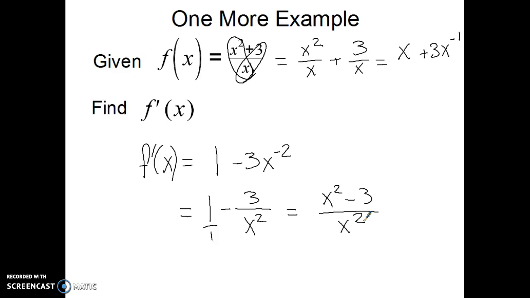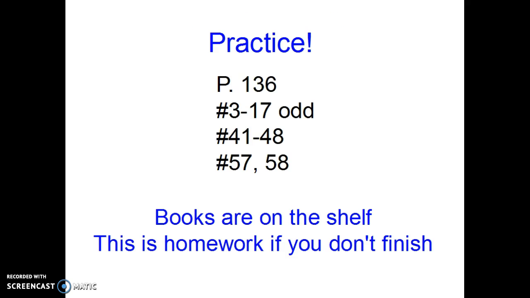That's our last example for this. Your assignment for the rest of class and for homework is out of your book. It is page 136, numbers 3 through 17 odd, numbers 41 through 48, and numbers 57 and 58. On 57 and 58, you're only going to do part A. These are more problems where you're going to have to find the tangent line.